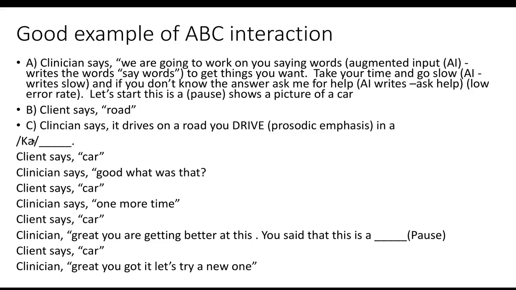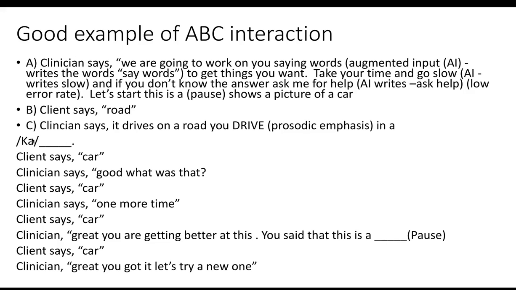So let's look at a good example of an ABC interaction. For the A, the clinician might say, we're going to work on you saying some words, and she's going to use augmented input and write the words "say words" so that we're sure that the client understands what she's saying. And in this example, this would be a person with aphasia. So we're going to work on you saying words, and then she writes "say words." She maybe points to him and says "you," for him to know that it's about him.